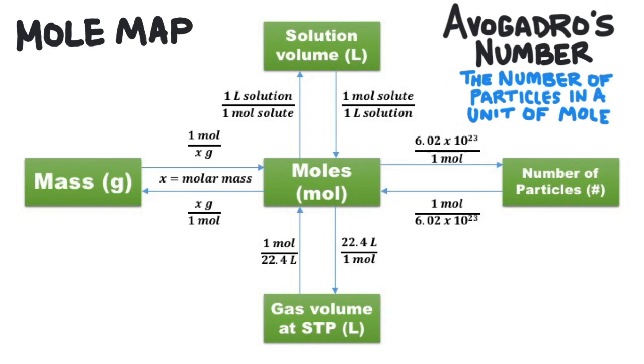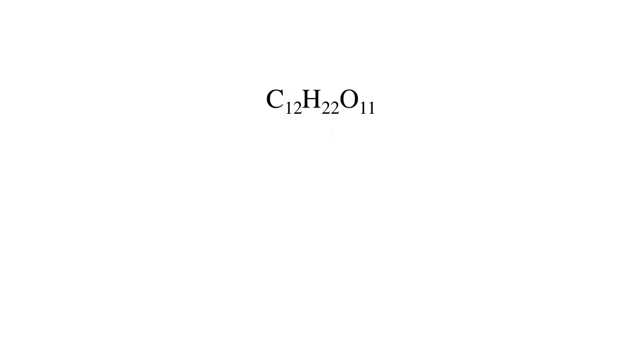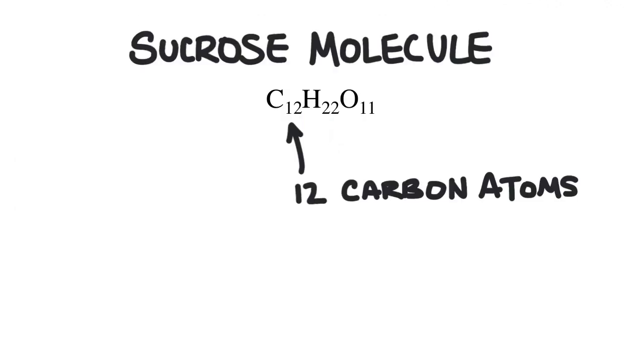Avogadro's number is the number of particles in the unit of mole. Just like there are 12 things in a dozen, there are 6.02 times 10 to the 23 things in a mole. We want to determine the number of carbon atoms, but first we have to figure out how many sucrose molecules there are. Since there are 12 atoms of carbon per molecule, we can just multiply the number of sucrose molecules by 12 to get the number of carbon atoms.